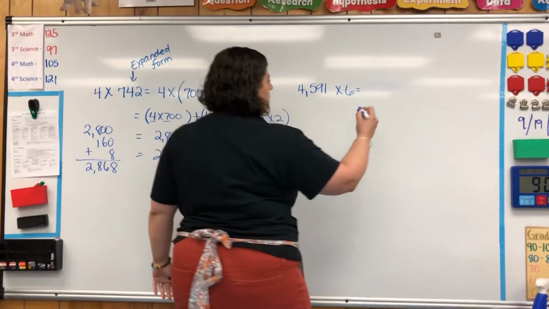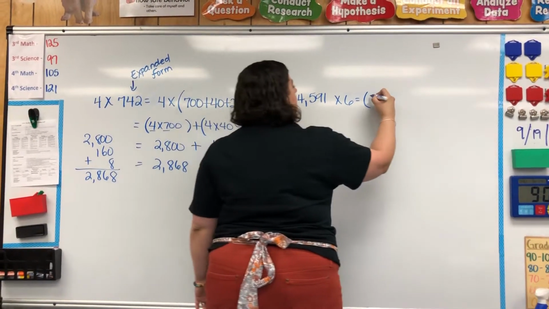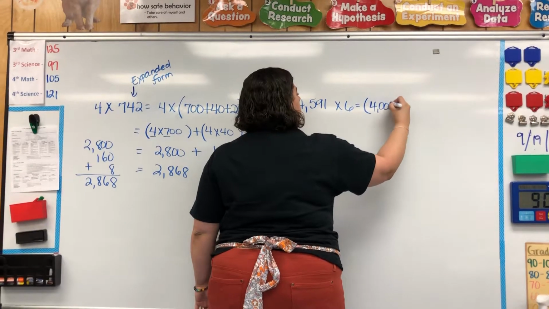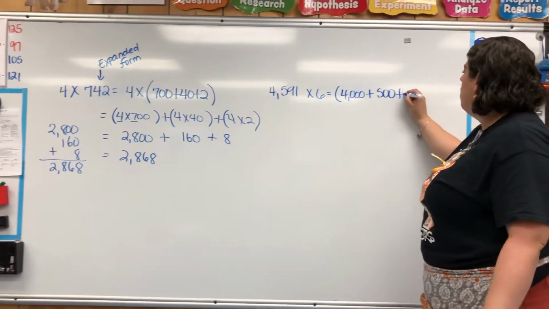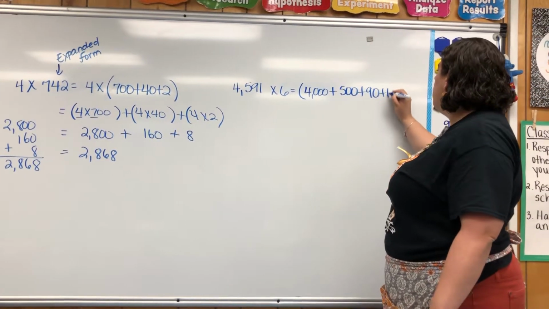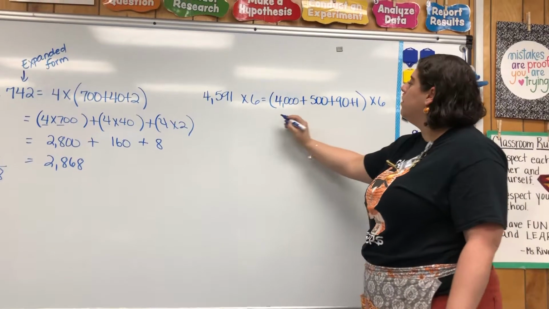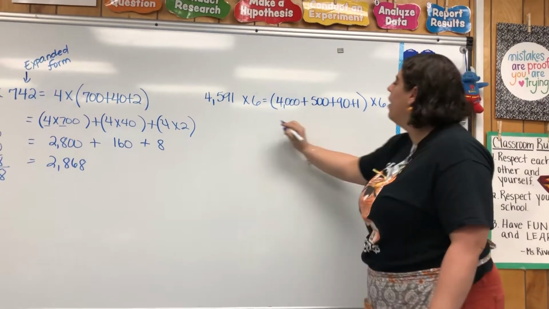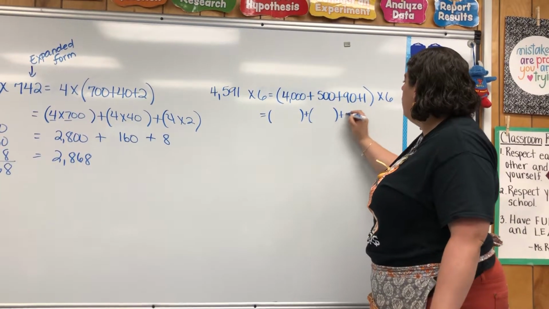Now, in order to work with bigger numbers, it's the same thing, but now you'll have 4 separate numbers inside that first parentheses. So we can open the parentheses, expanded form of this guy. That would be 4,000, plus 500, plus 90, plus 1, close my parentheses. All of those will be multiplied by 6. So since there's 4 numbers, I need 4 sets of parentheses.